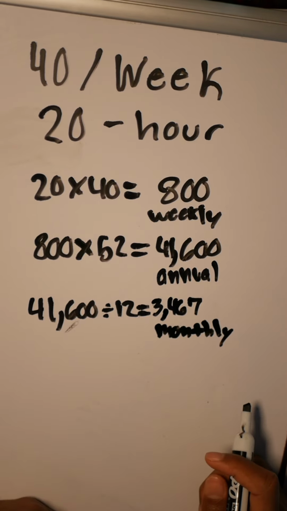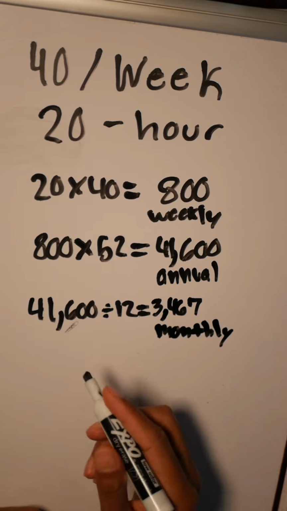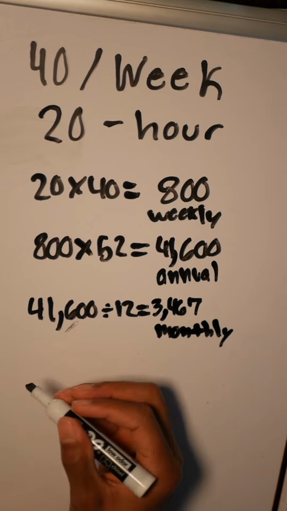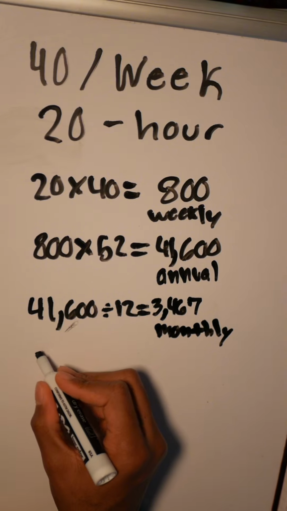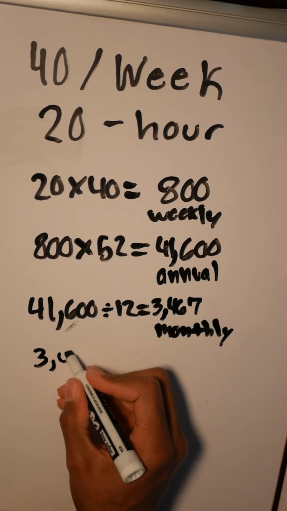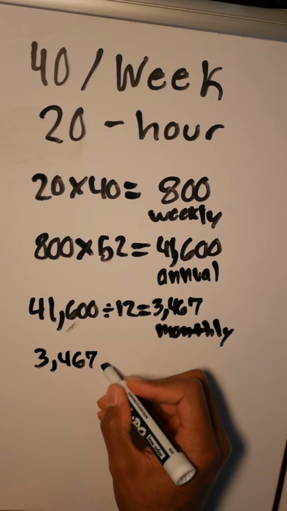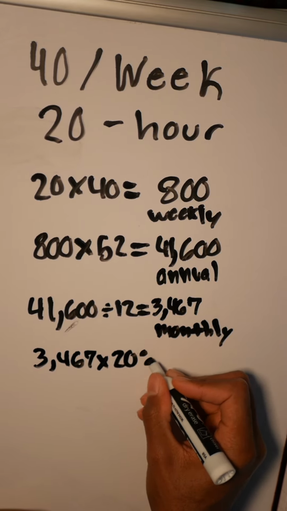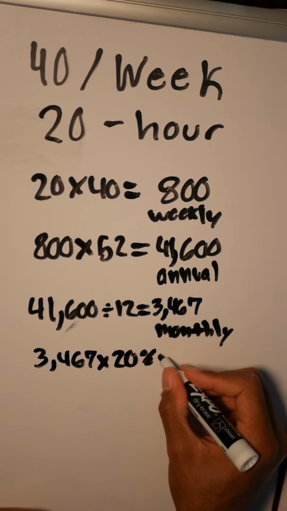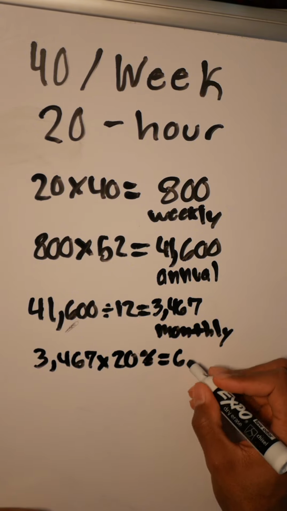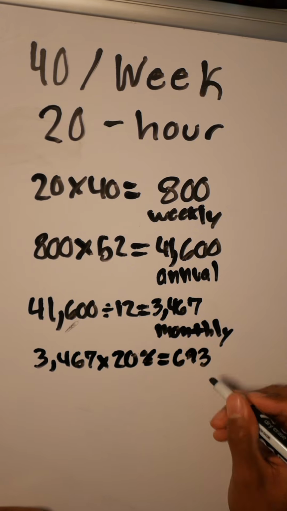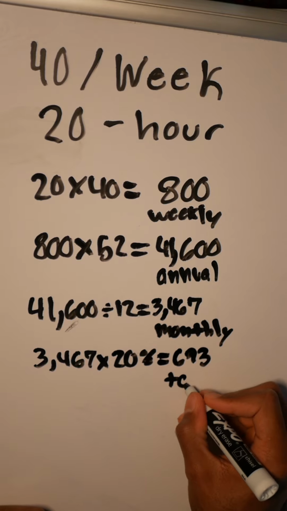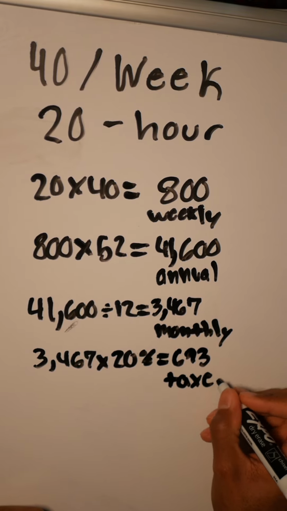Now we have to do our taxes. If we don't do taxes, we're going to go to jail. So now let's say taxes take up 20% of your check. So we're going to take our monthly salary, which is $3,467, multiply it by 20%, and we're going to get $693. All right, so that's the amount of taxes that we will have for the month.